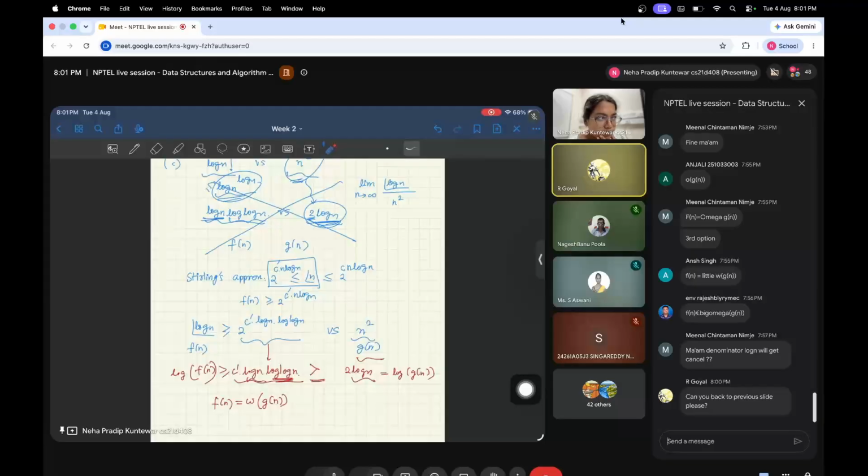That is the point I want to make here, while showing the relationship for the little omega. For the big omega, it's fine, we just need to find one value of C for which this inequality holds true. However, to show that something is little omega of g(n), this inequality must hold true for all the C's, whichever C I can think of. Then this inequality holds true. Is that okay?